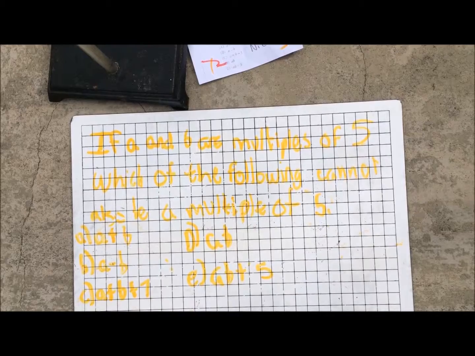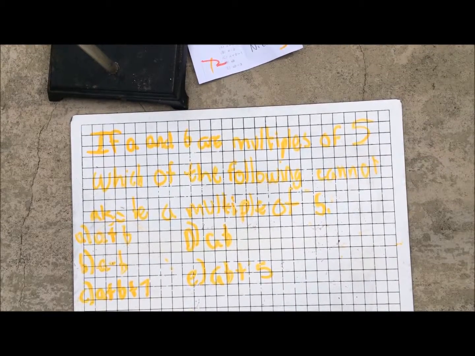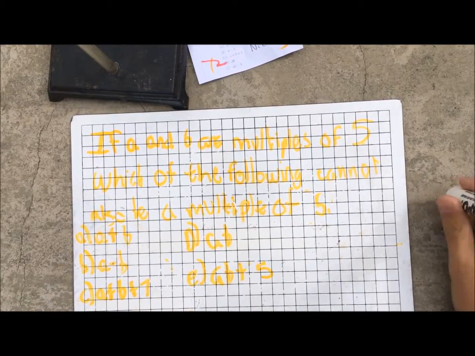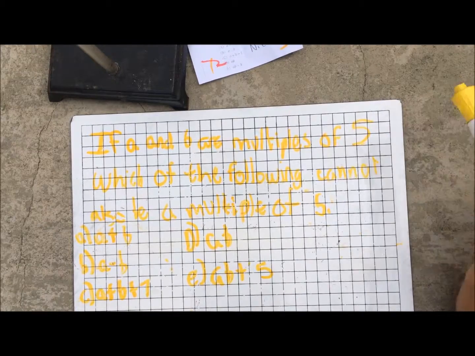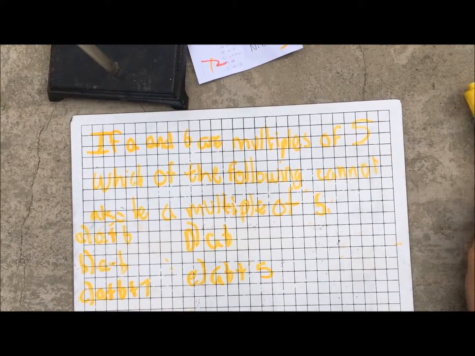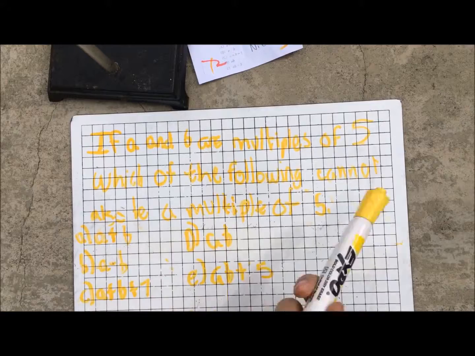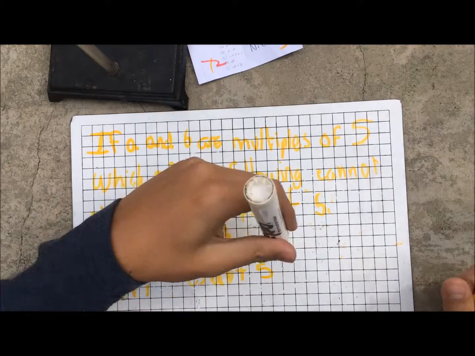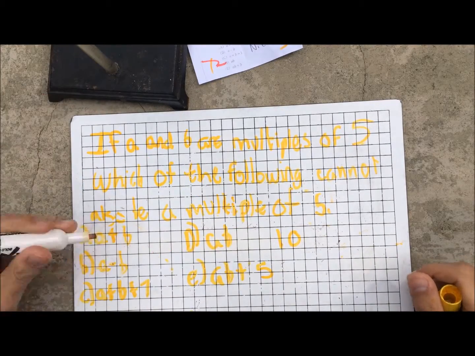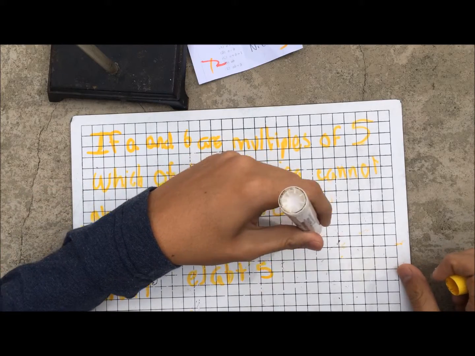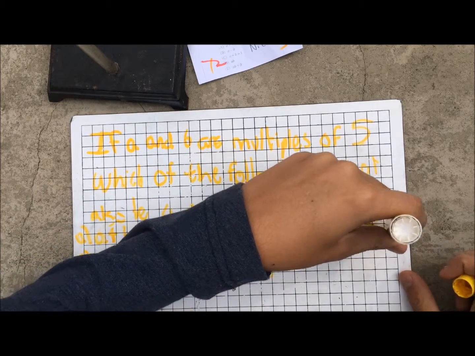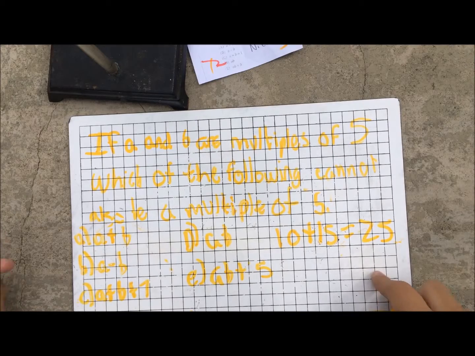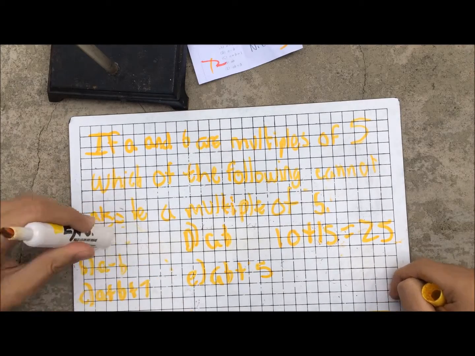Okay, so here is another example problem so that you understand this better. Instead of plugging in a 3, I plugged in a 5. So if A and B are multiples of 5, which of the following cannot also be a multiple of 5? So A plus B, we'll just do multiples of 5 again. For A, let's plug in 10, and for B, let's plug in 15. So 10 plus 15 equals 25. 25 is a multiple of 5, so A is out.